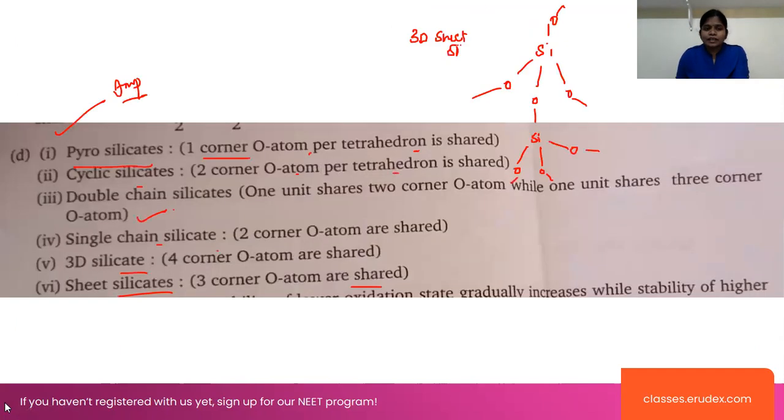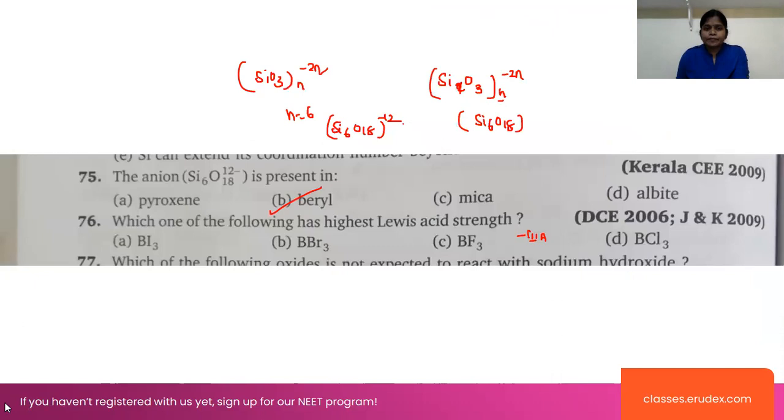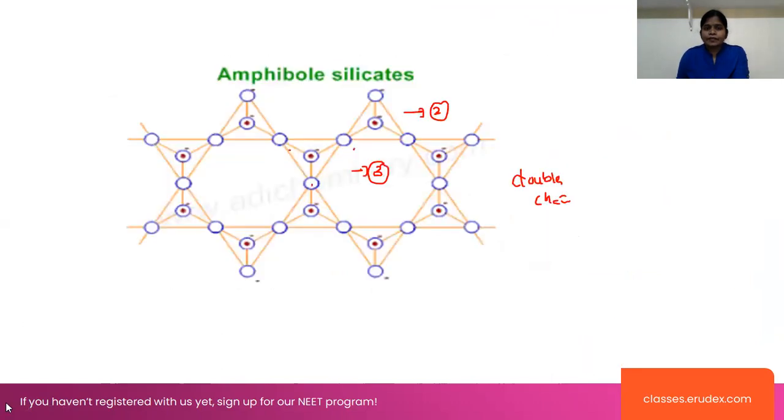Look at the structure here. I will show you the structure. Look at it. This is the double chain silicate amphibole structure. In between the center of the silicates, we are taking two silicate units. In this case, this oxygen atom is sharing, this oxygen atom is sharing, this oxygen atom is sharing here. That's why we are writing this one as Si2 here, two silicate units. And how many oxygen atoms are there? 1, 2, 3, 4, 5, 6, 7. Right? 7.